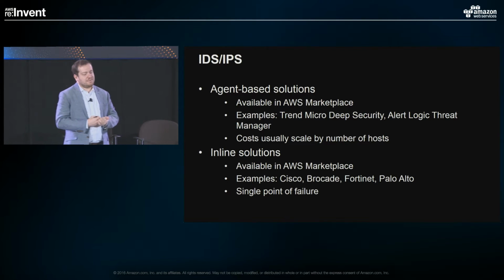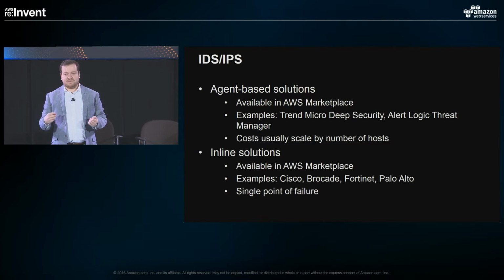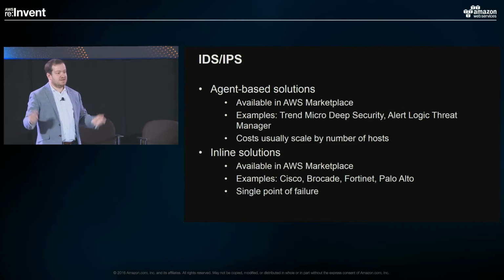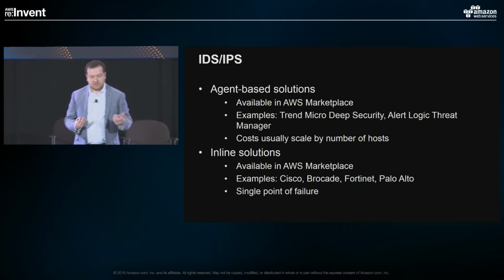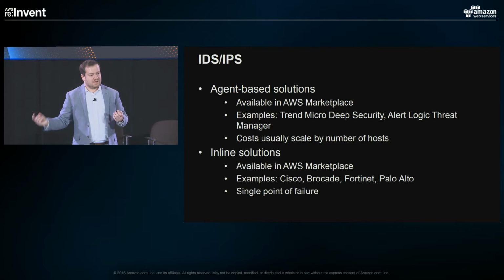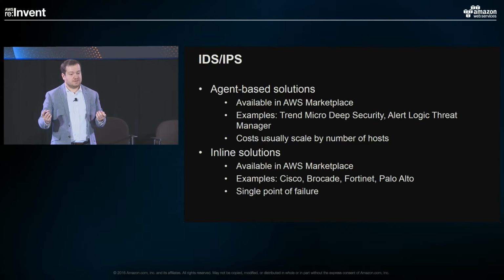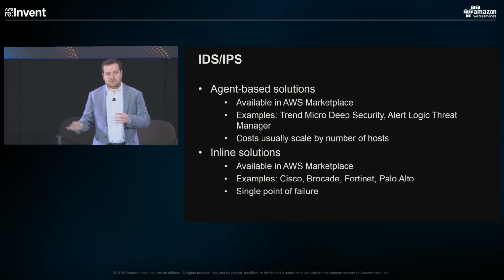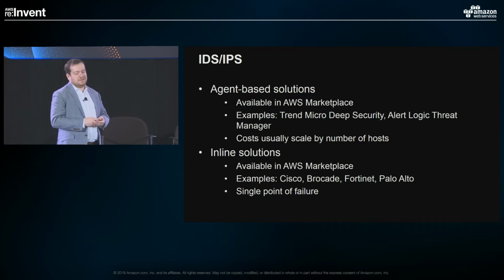So the second option is inline solutions. These are also available on the AWS Marketplace. Examples of these are Cisco, Brocade, Fortinet, Palo Alto. All essentially have network appliances. You run them, you use them as your NAT gateway, so all your traffic egresses through them. Once you have those set up, you get inline, active protection. But the problem is that it can be a single point of failure, right? If your device fails, your instances can't go out to the internet anymore. So you have to make sure that you set them up in a way that's highly available.